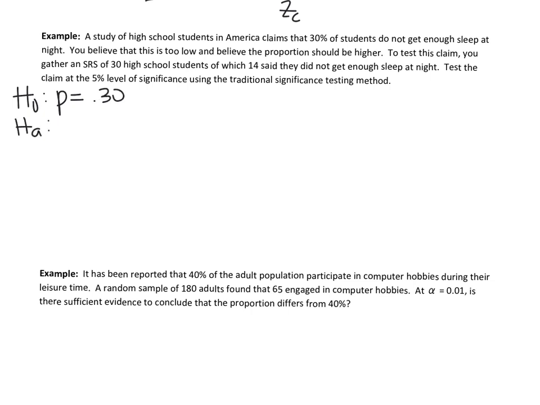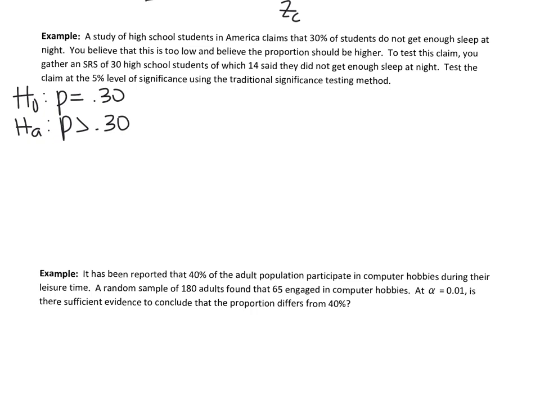Our alternative, since you believe it should be higher, is the proportion is greater than 0.30. We're going to run through our checklist. So is it random? And the answer is yes, because we're collecting an SRS. Is it independent? Yes. Is it normal?